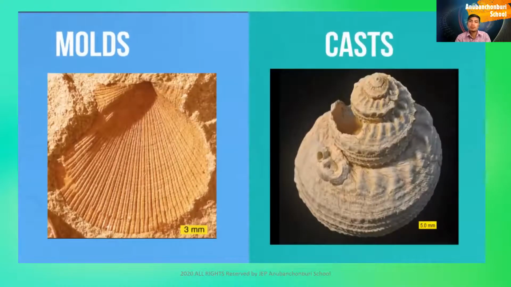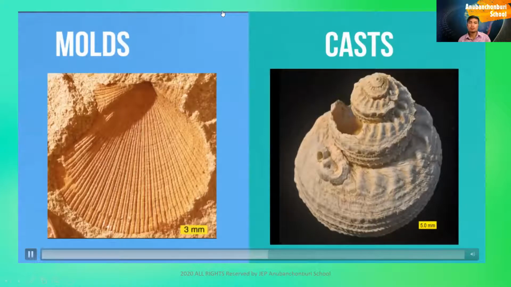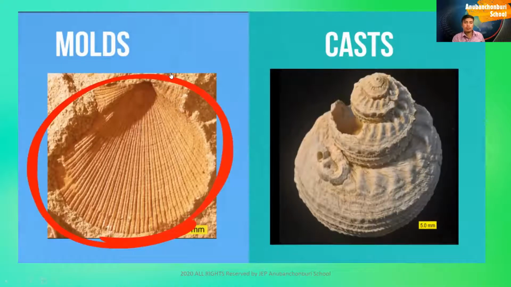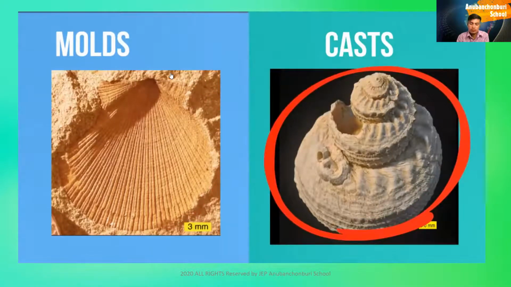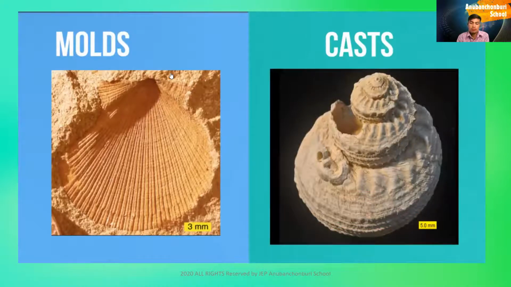Molds and casts. Sometimes an organism will die, and hard parts of the organism, like a bone or a tooth, will make an impression, and this impression creates a mold that hardens and you get a permanent record. On the other hand, this impression or mold can fill up and will create a cast, which is a copy of the impression.